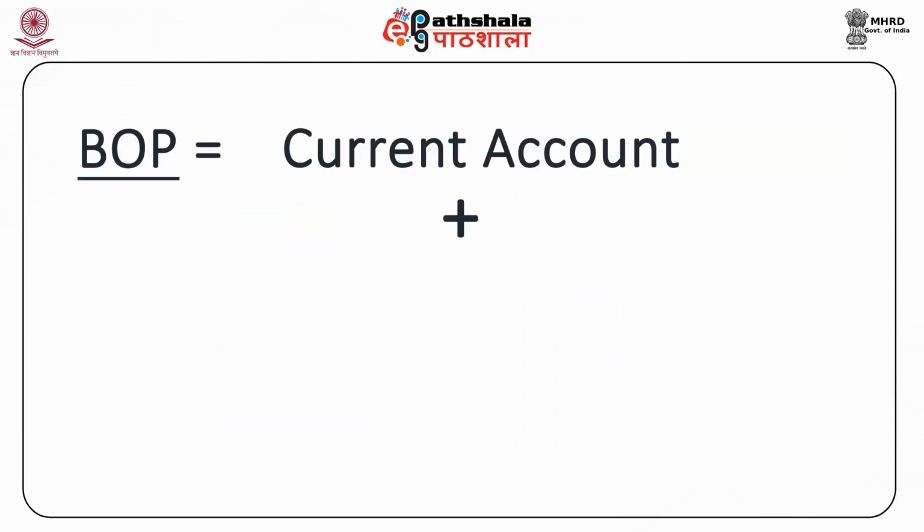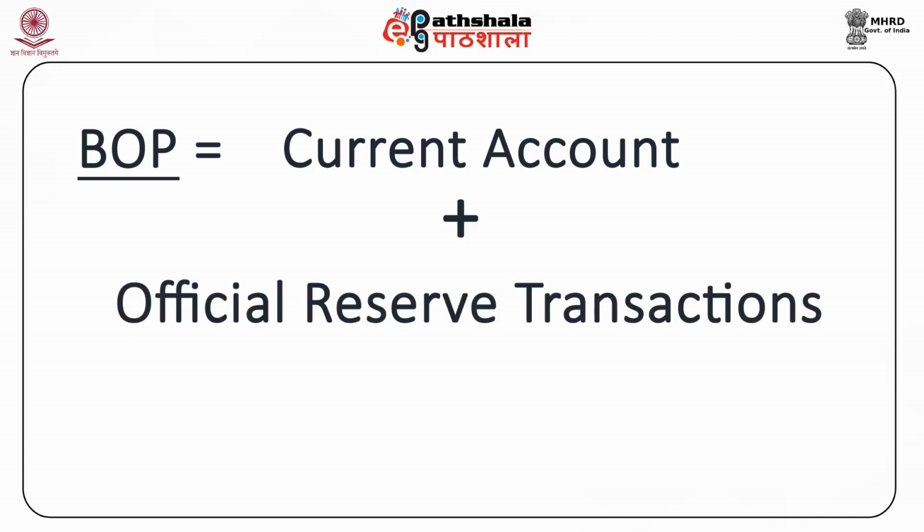That is, the sum of balance in current account, private capital account, including errors and omissions, and official reserve transactions must always balance, that is, must be zero. That is, balance of payments equals current account plus capital account plus official reserve transactions equals 0.